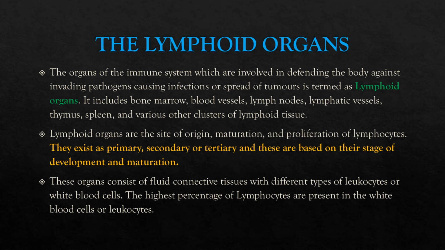They exist as primary, secondary, or tertiary, and these are based on their stage of development and maturation. These organs consist of fluid connective tissues with different types of leukocytes or white blood cells. The highest percentage of lymphocytes are present in the white blood cells or leukocytes.